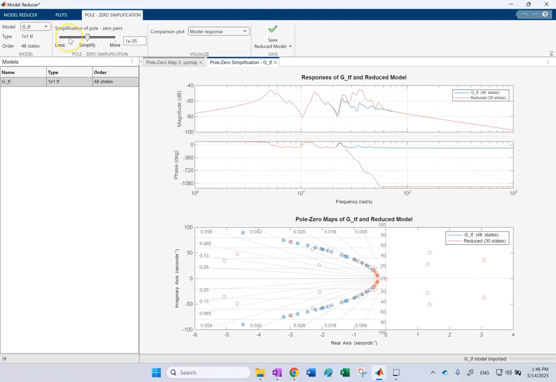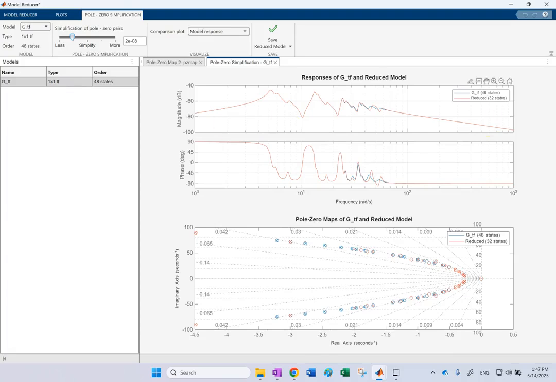And there is this control here that you can have, and this one will allow you to basically set a tolerance for how close the poles and zeros could be before they can be eliminated. So right now it is 10 to the negative 5. Now if I say I want them to be up to 10 to the negative 8, now you have to keep more poles and zeros because they have to be very close for them to be eliminated. So now the order is 32 instead of 30. You have to keep at least 2 more.